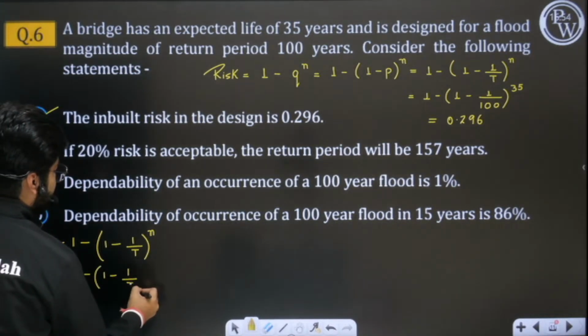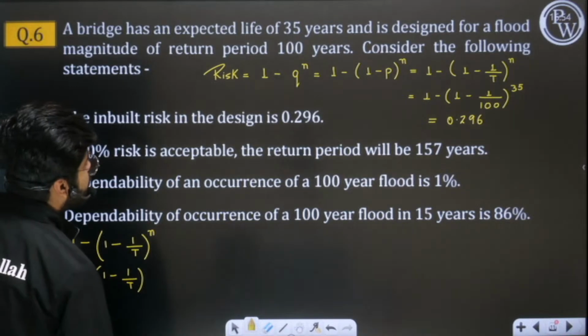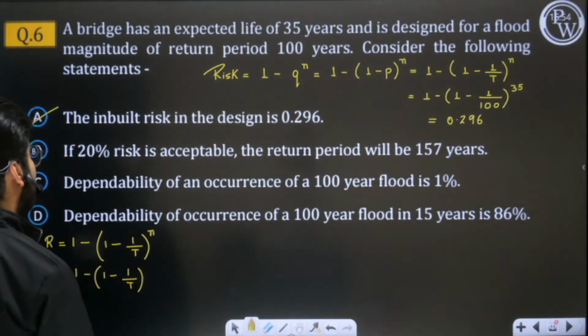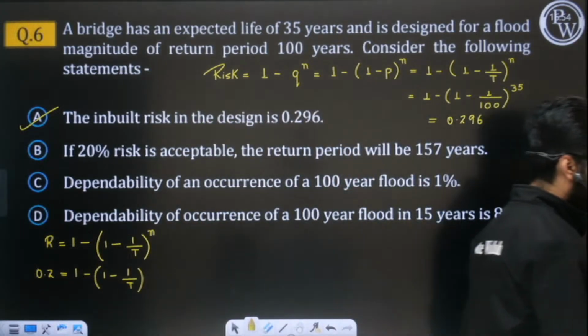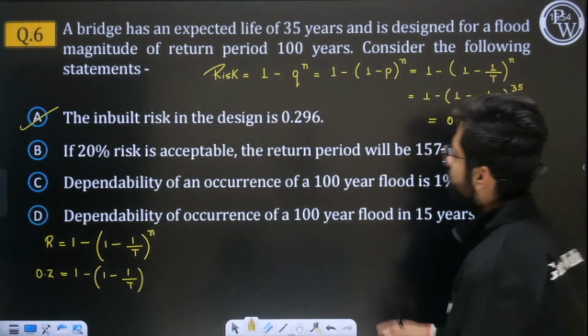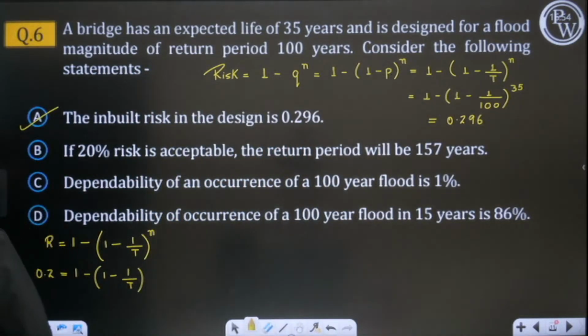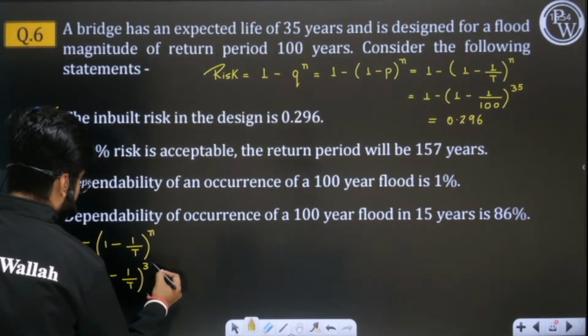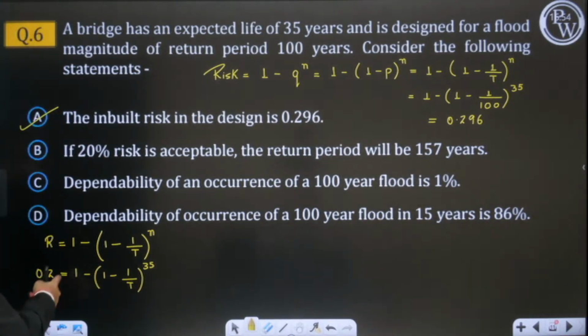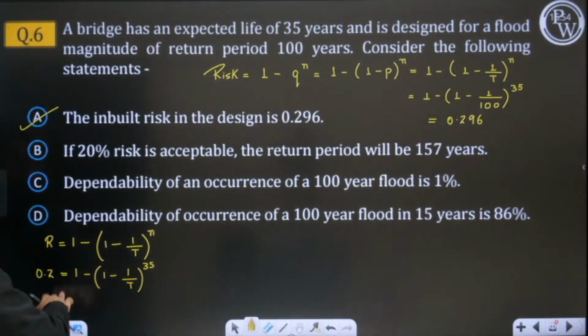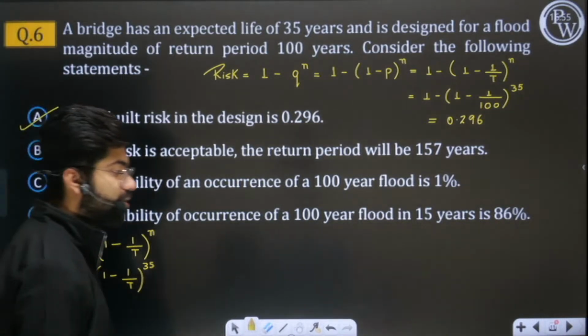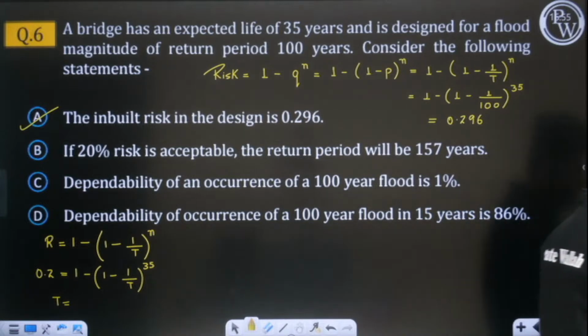Now I have to find the return period. N is 35, the same, because they are not saying anything else, so we will take n as 35 years only. So what will be the value of T here? Put 35 here and solve this. 1 minus 0.2 will be 0.8, then 0.8 power 1 by 35, then whatever comes, subtract it from 1 and take the reciprocal of it. You will get the value of T. How much are you getting? Tell me.